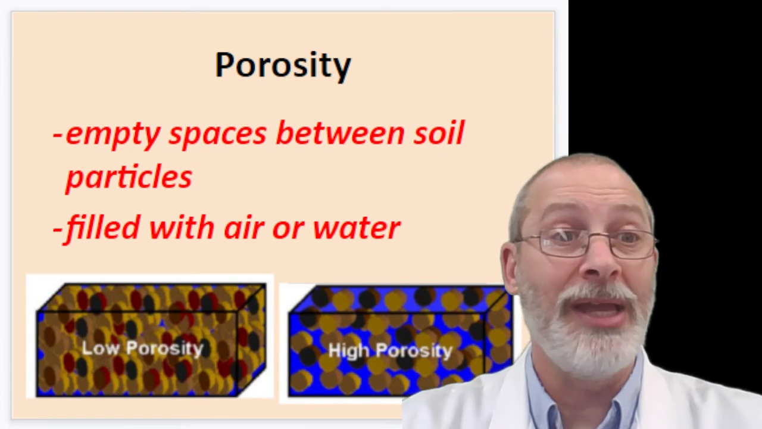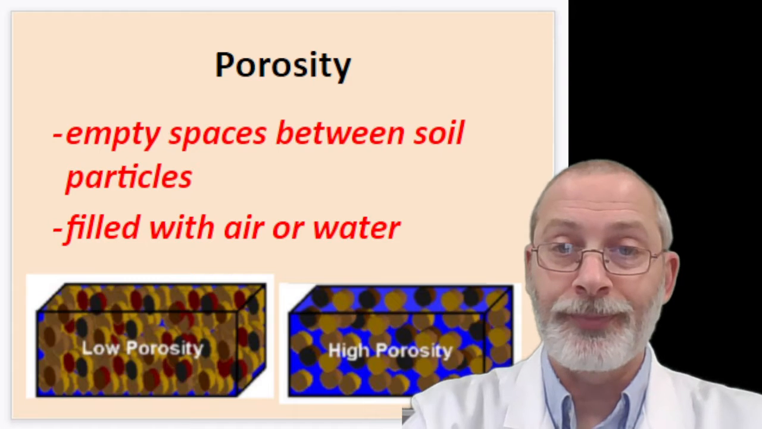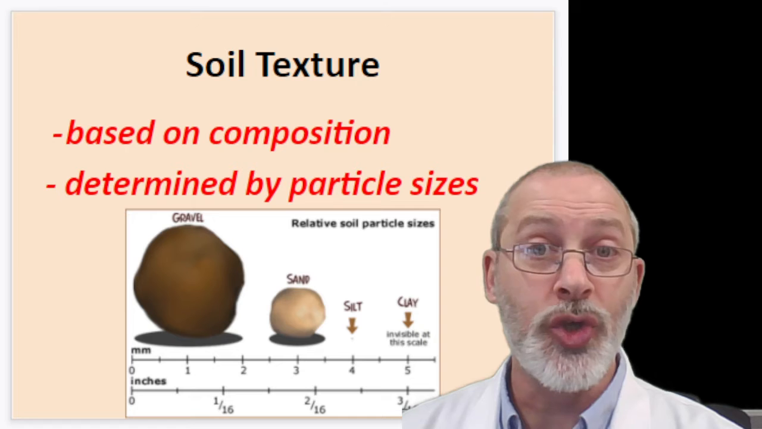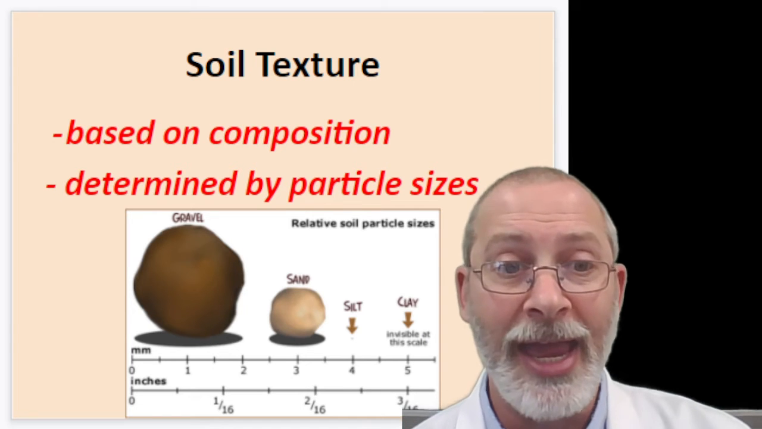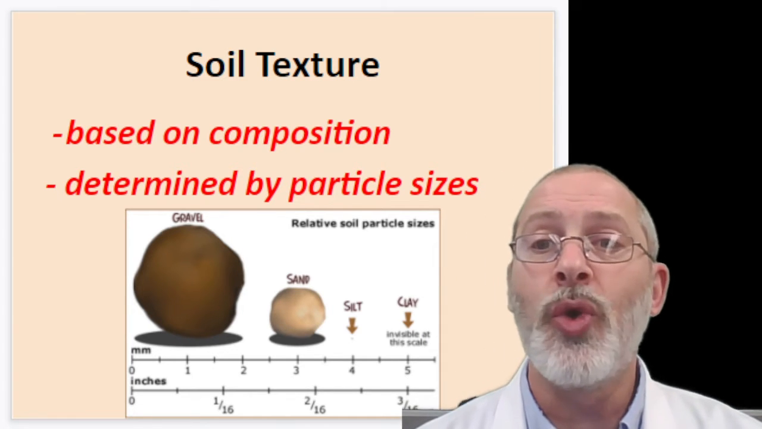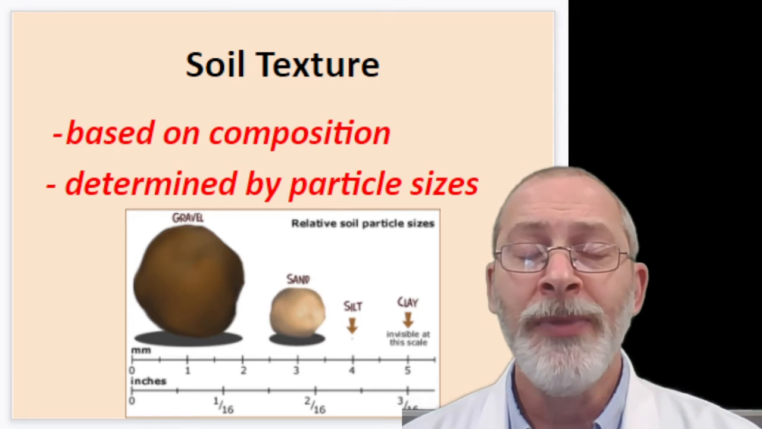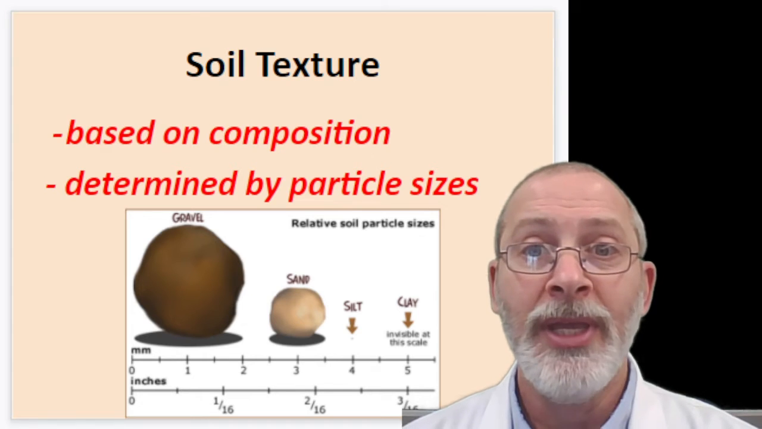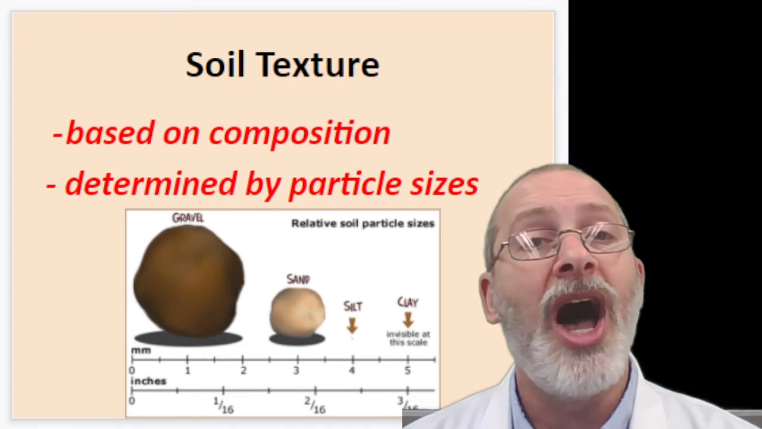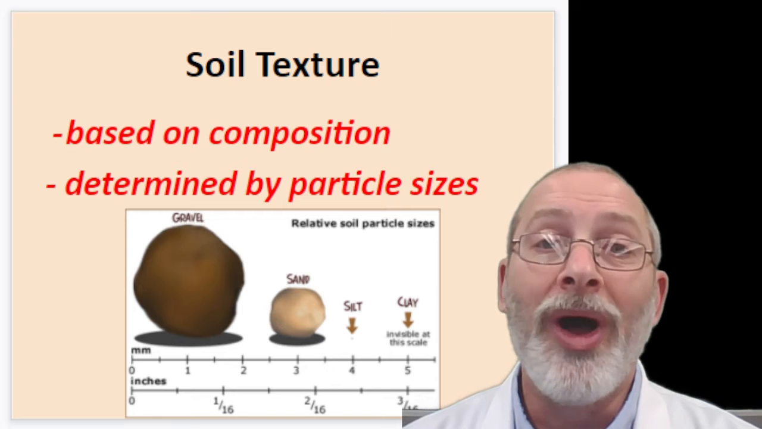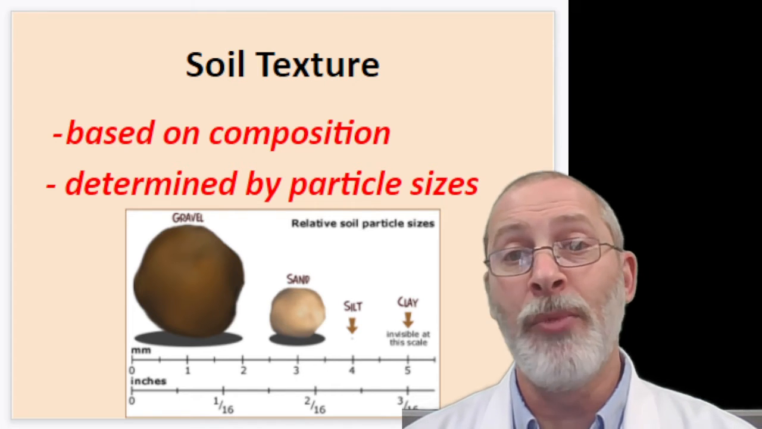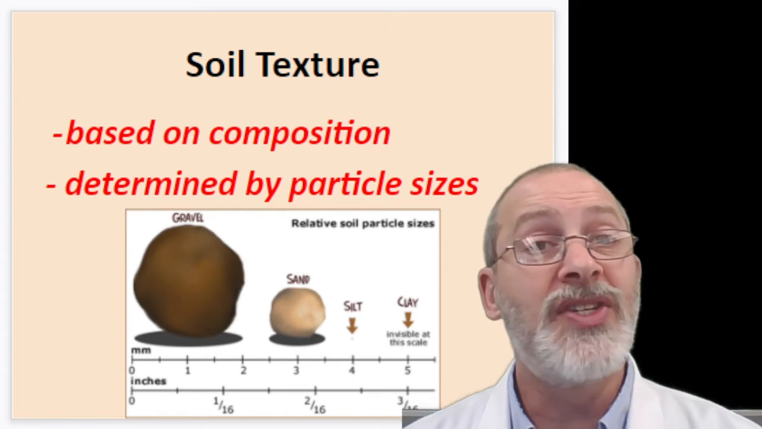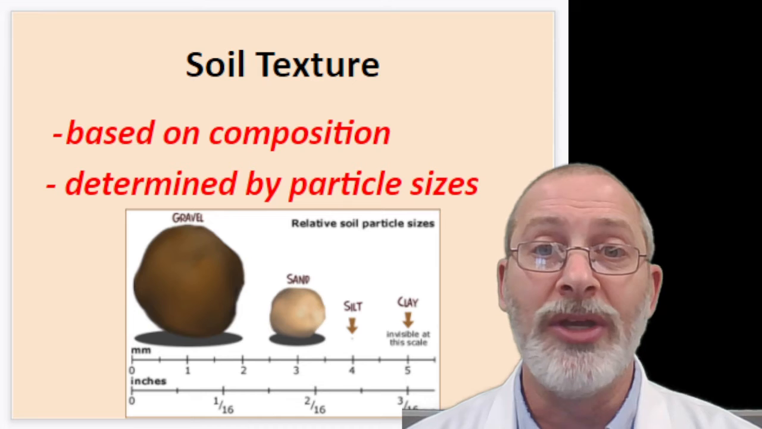And speaking of the right type of soil, how do you know? Well, we can discuss something called soil texture. And we're going to be learning a lot more about soil texture in the lab this week. But the soil texture of a soil sample is based on the composition, or what the soil is made out of. And more particularly, it's determined by the particle sizes in that soil sample.